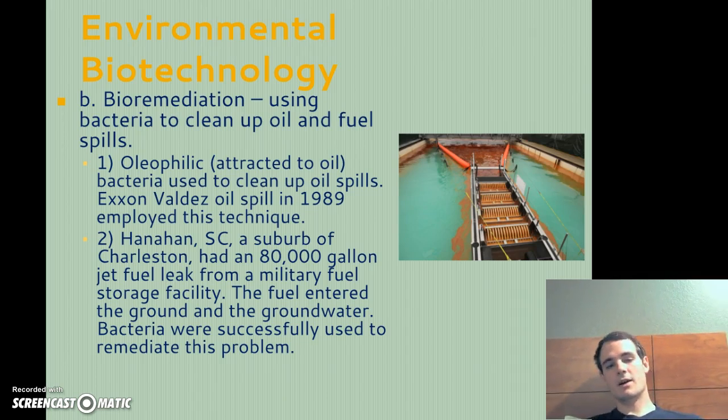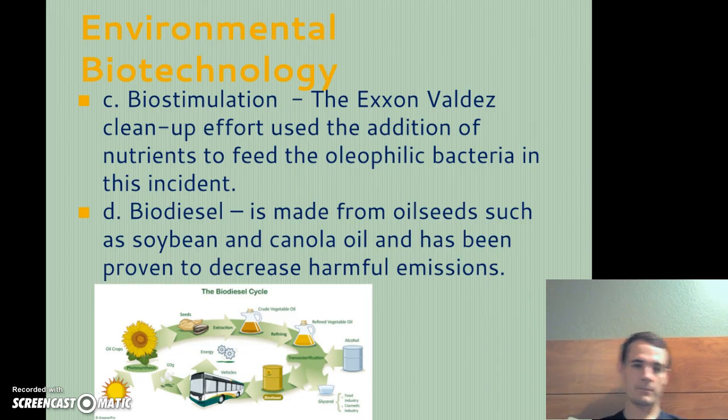In South Carolina, a suburb of Charleston had an 80,000 gallon jet fuel leak from a military fuel storage facility. The fuel entered the ground and the groundwater, and bacteria were used in this case again to successfully remediate the problem and clean up the situation. So that's bioremediation.